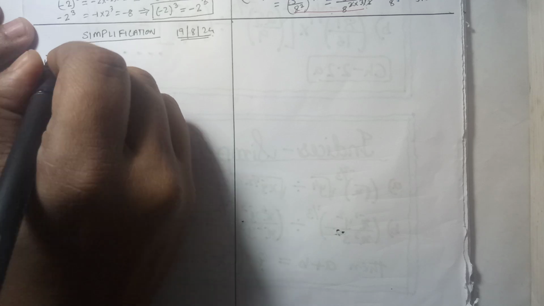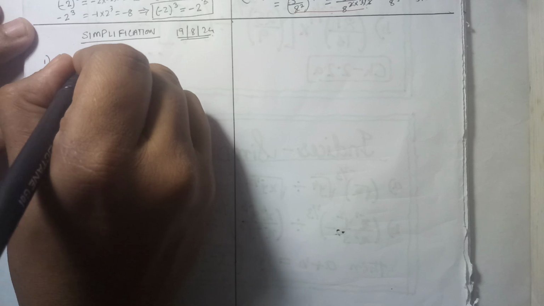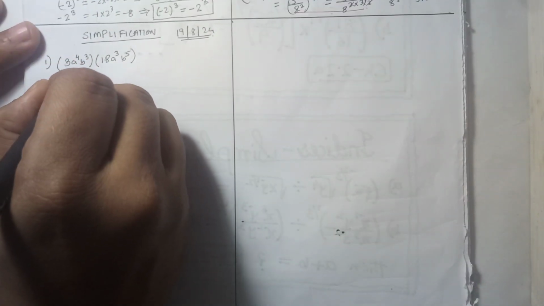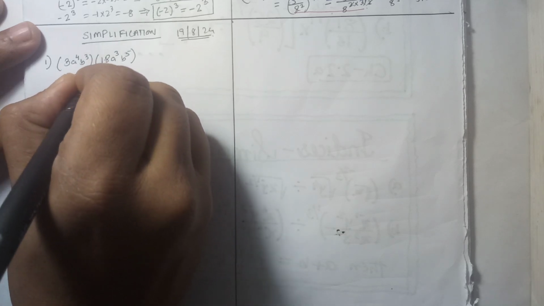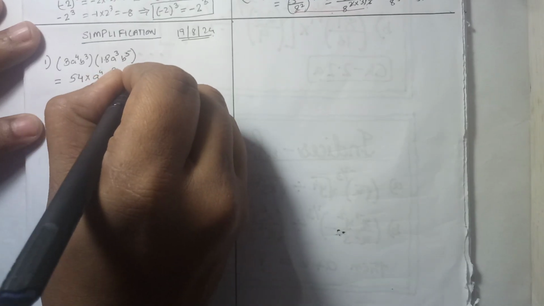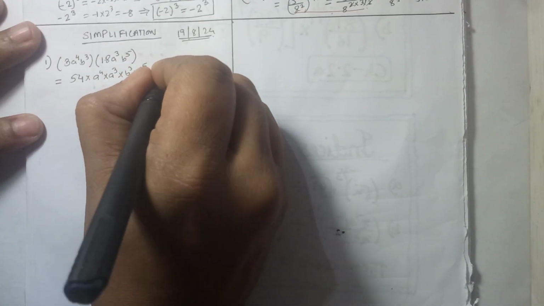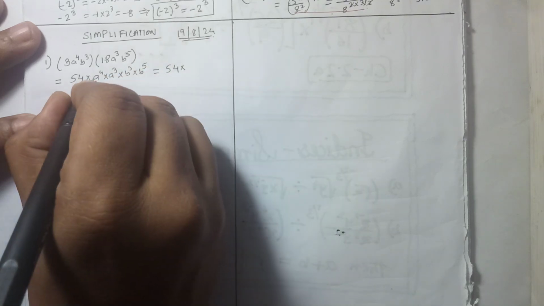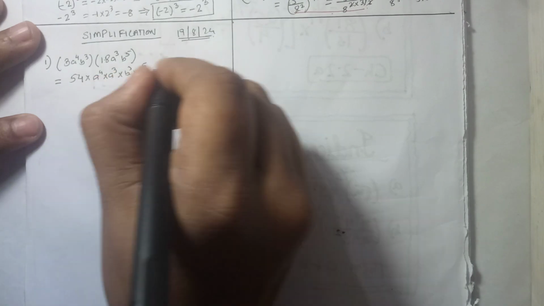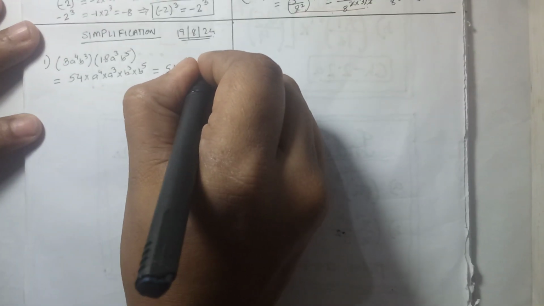3a to the power of 4 b cube into 18a cube b to the power of 5. So I can write 3 times 18, which is 54, into a to the power of 4 into a cube, into b cube into b to the power of 5. Now bases are same, so the powers will add up to a to the power of 7. Bases are same, the powers will add up to b to the power of 8.